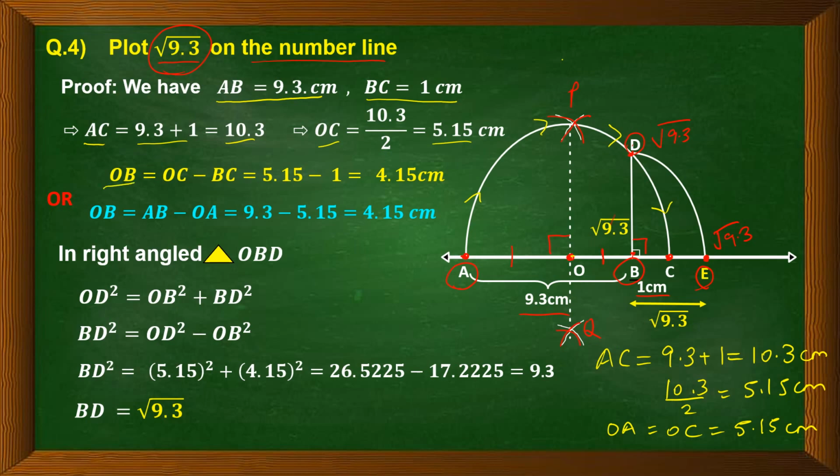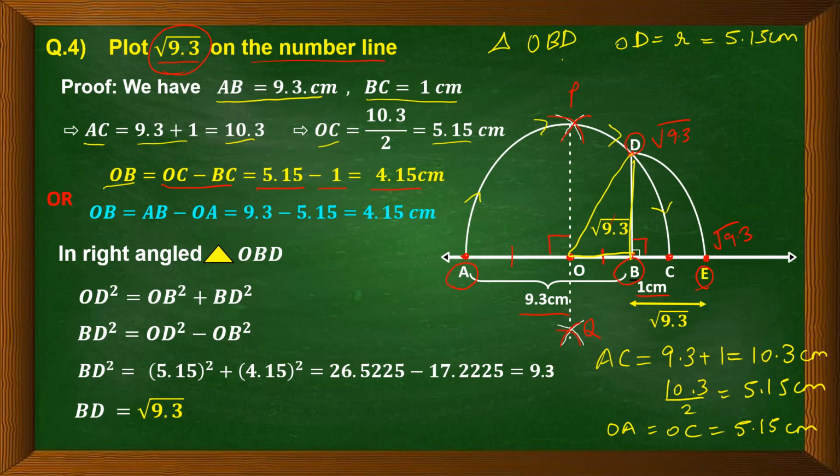Now we have to find OB, so let us draw a right angle triangle OBD, in which OD is the radius of the semicircle, which is also equal to 5.15 centimeter, because OA, OC, OD all are radius which are equal to 5.15. Now to calculate BD, we also require OB. Now OB is what? We can say OB is OC minus BC. That is OC, the radius, minus 1 centimeter, the BC. So 5.15 minus 1, which is equal to 4.15 centimeter.